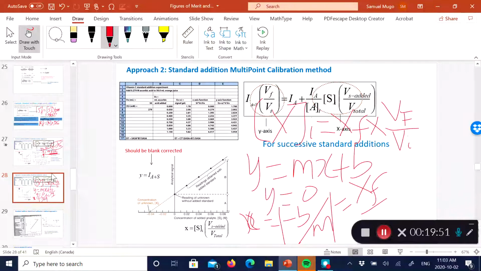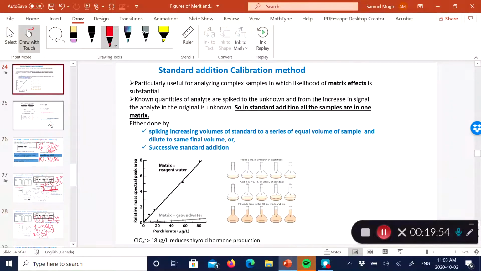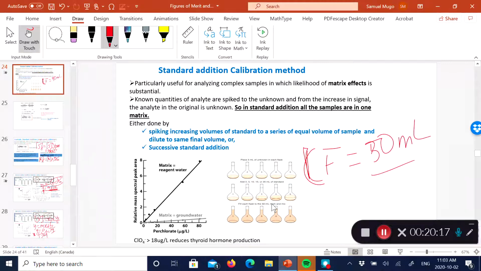Meaning, for example, in the problem that I had before here, where you took 5 mL of your unknown, and then the total volume, assume, is a 50 mL volumetric flask. That means that the concentration factor in that case is going to be equal to 50 mL divided by 5 mL. Okay, so that's a concentration factor, meaning this is the V final divided by the V initial, which is the amount of sample that you actually added. Okay.